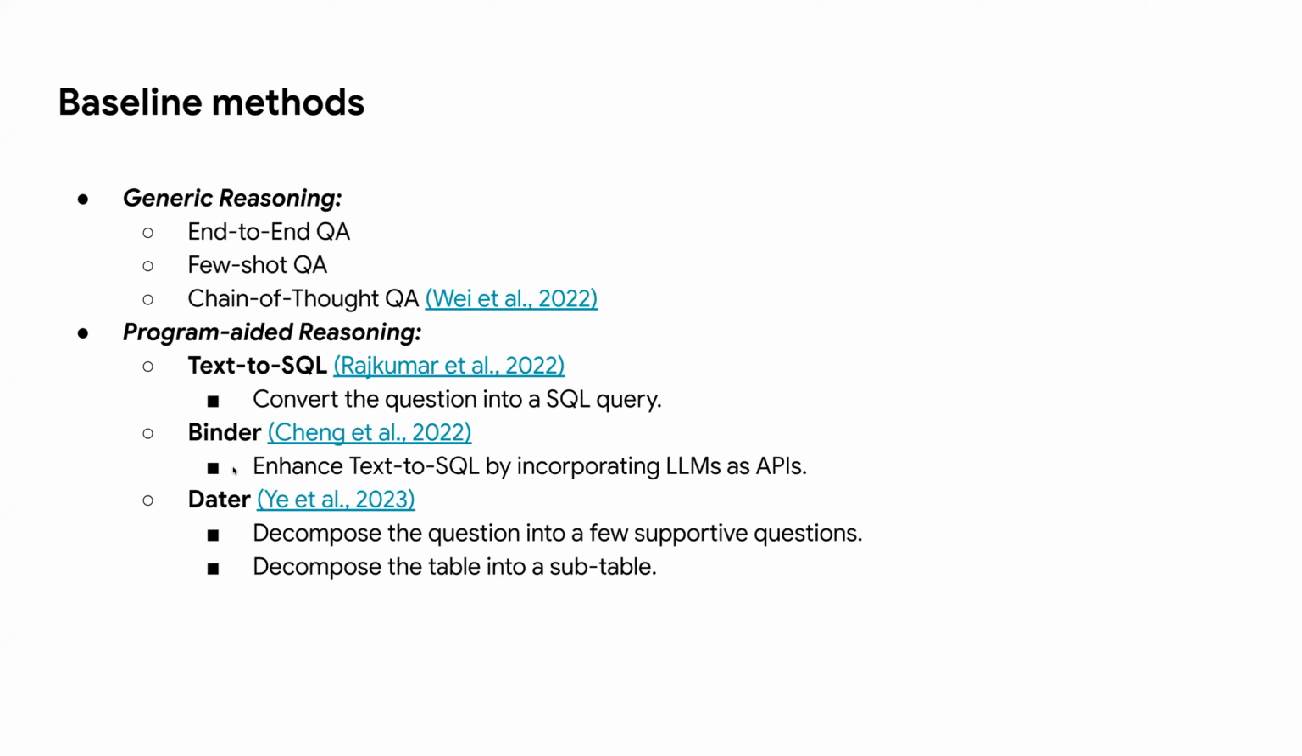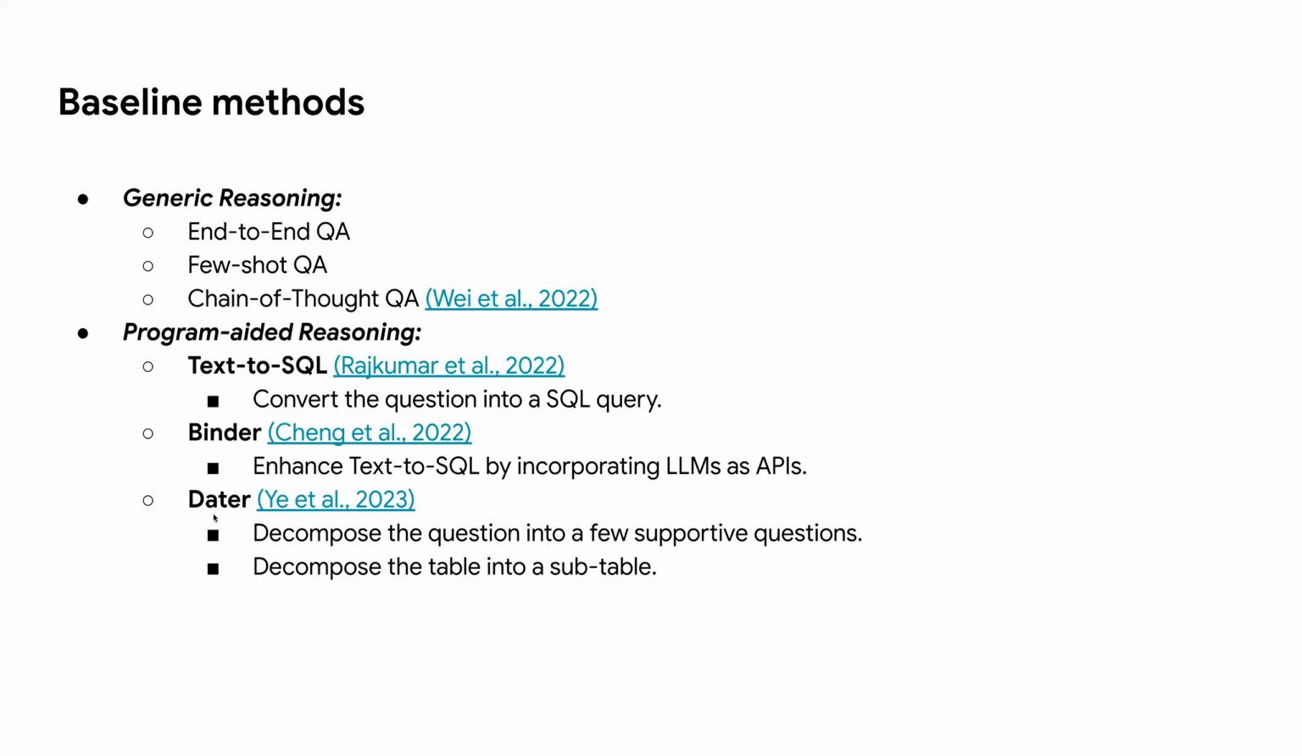The Binder work enhances text-to-SQL by incorporating large models as APIs, because pure SQL is not powerful enough. Sometimes it may encounter something SQL cannot reason about. So this work incorporates a large model as an API to solve some conditions or statements the pure SQL cannot solve.